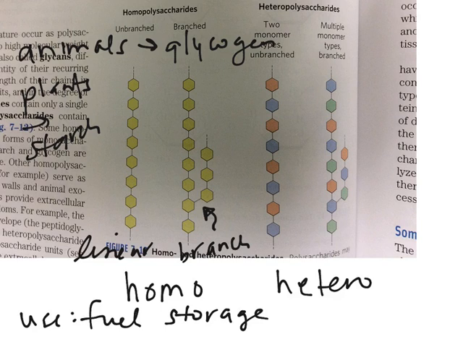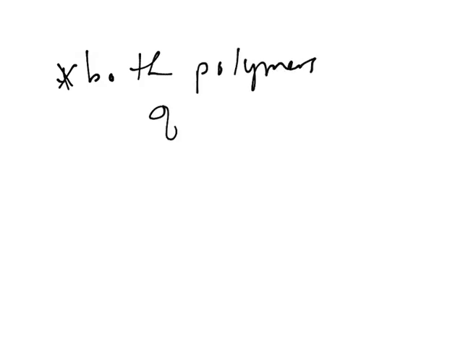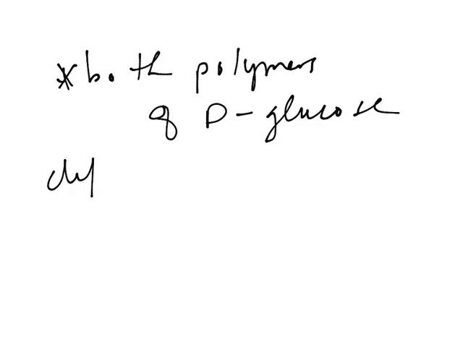So let's talk a little bit specifically about glycogen and starch. So they're similar to one another. They are both polymers of D-glucose. Okay, so they are homopolysaccharides. They are all composed of D-glucose. But they do differ in their degree of branching.